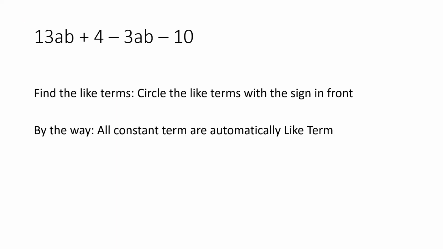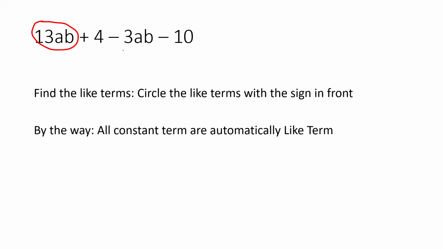Now let's have an example. Here we have 13ab plus 4 minus 3ab minus 10. First things first, let's find the like terms. You circle the like terms with the sign in front, okay? So let's start with 13ab. Is there any like term with 13ab? Well, let's look at other terms. 4 doesn't have any ab, so those two are not like terms.